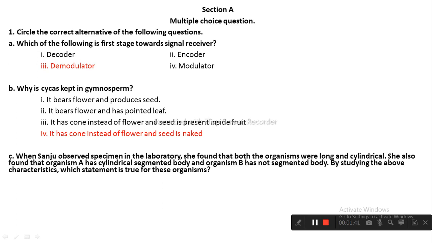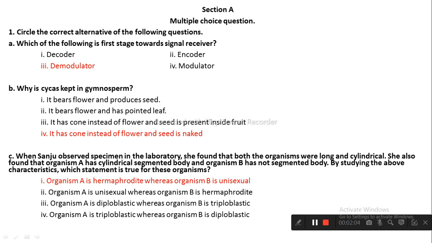Next one, when Sanjo observed a specimen in the laboratory, she found that both the organisms were long and cylindrical. She also found that organism A has a cylindrical segmented body and organism B has a non-segmented body. By studying the above characteristics, which statement is true for these organisms? So statement 1 is correct, as organism A is hermaphrodite whereas organism B is unisexual.